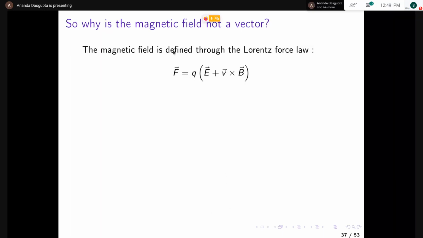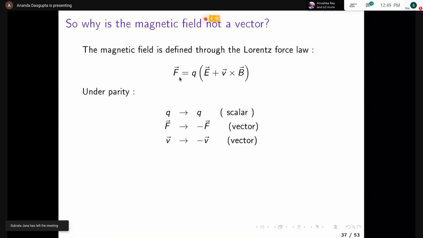The answer is, this Lorentz force law is a law of physics. And if we assume that the world in the mirror, which is the same as the parity reverse world, has the same laws as our world, the Lorentz force law should be equally valid there. But what happens to the Lorentz force law when we do parity?